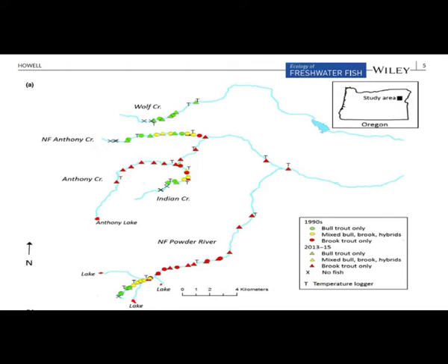Bull trout were found several kilometers downstream of where they occurred in the 1990s. Bull trout were suspected to be in the upper Anthony Creek. However, it contained only brook trout in sample reaches that extended upstream to an 8.5 meter falls below Anthony Lake that would have likely precluded historic upstream migration of bull trout.